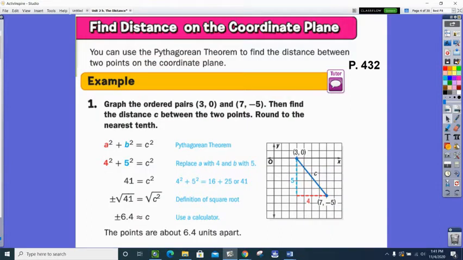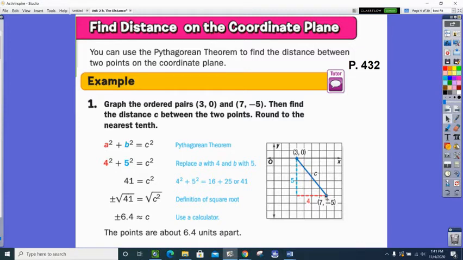So having said that, we can find the distance between 2 points that are on a slant on the coordinate plane by doing the technique we just did, creating a right triangle. So if we look at page 432 and we plot the points (3, 0) and (7, -5), we're looking for this distance, just like the kid's path, right? So we're going to drop a vertical line down and a horizontal line down, and we're going to create a right triangle.